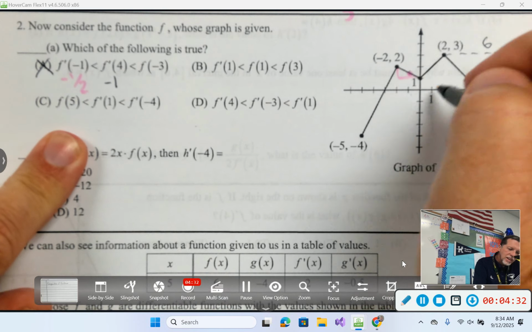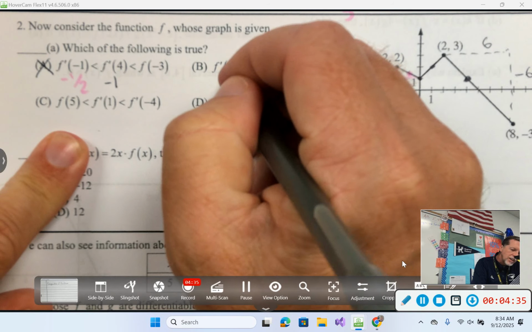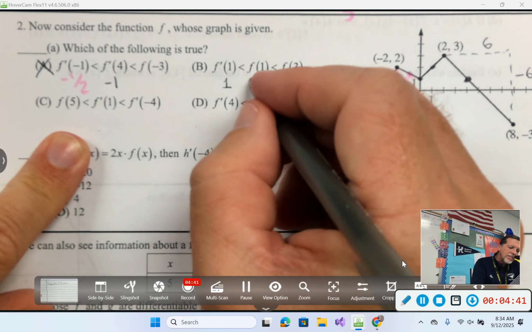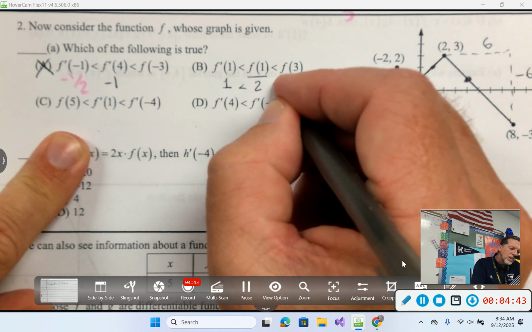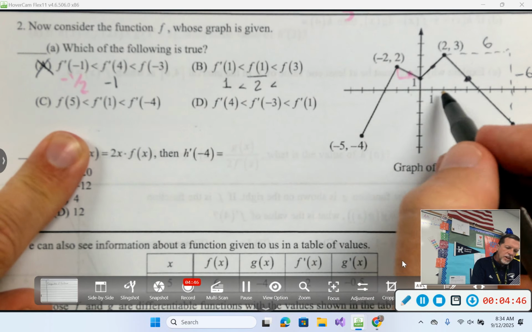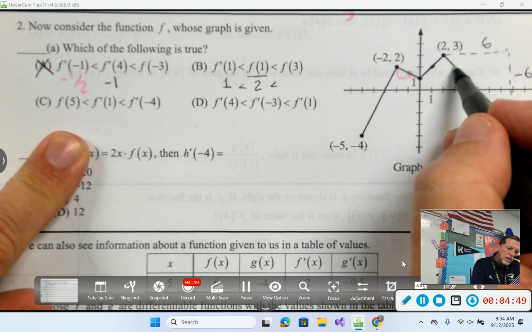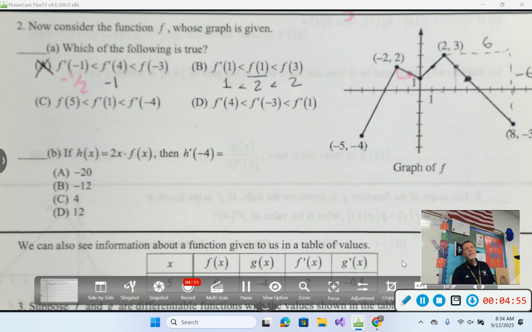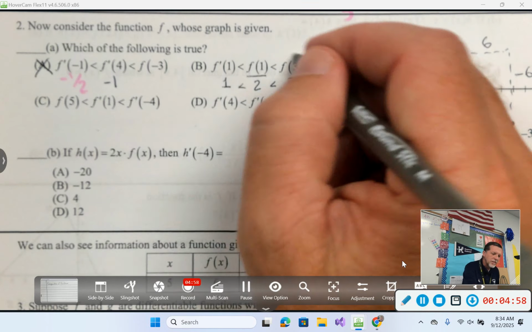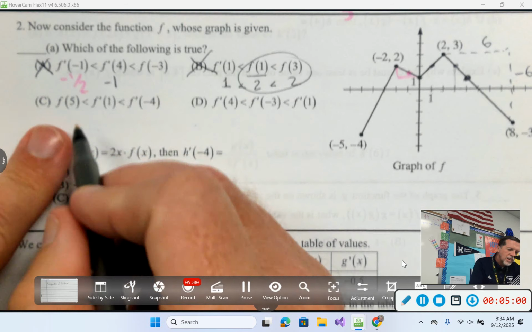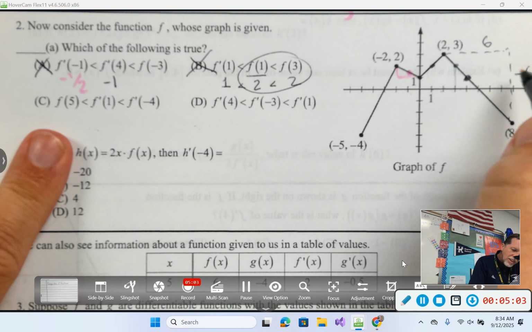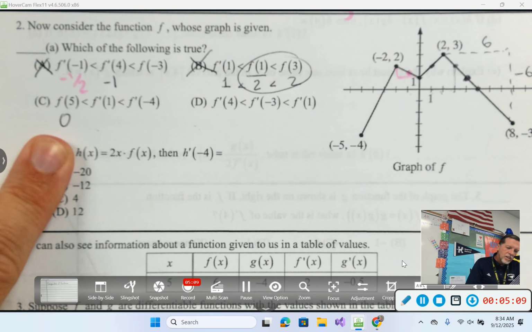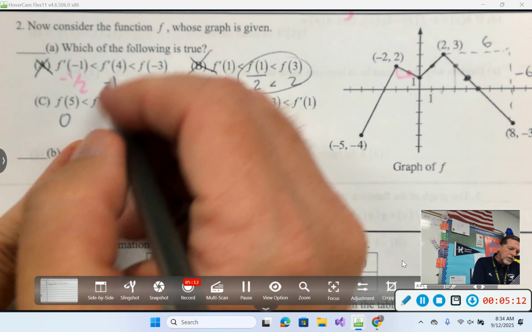F prime at 1. That looks like a slope of 1. F of 1 is 2. That's not a slope, that's the function value. And then f of 3, 1, 2, 3, that's also 2. So B is close, but no good because of the 2's there. f of 5, 2, 3, 4, 5. F of 5 is 0. F prime of 1, we already found, that's 1.